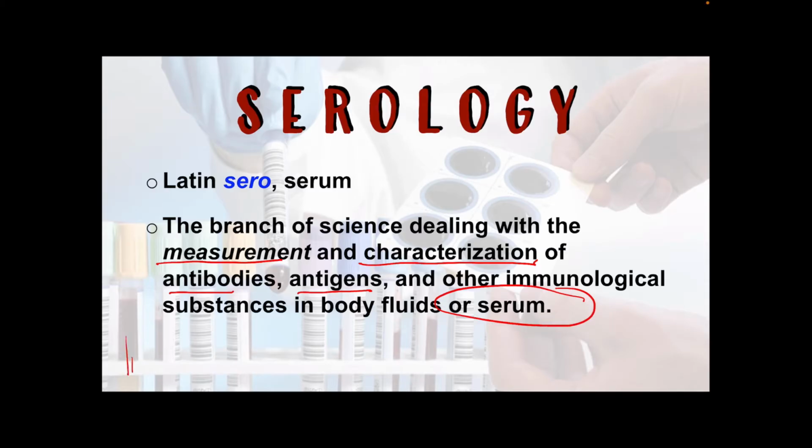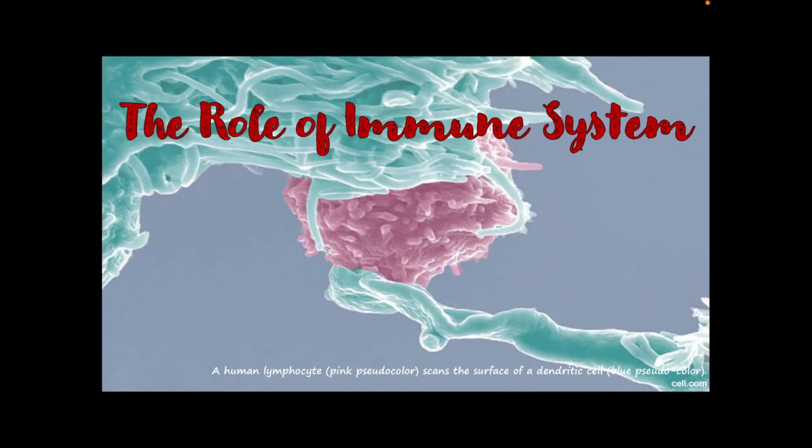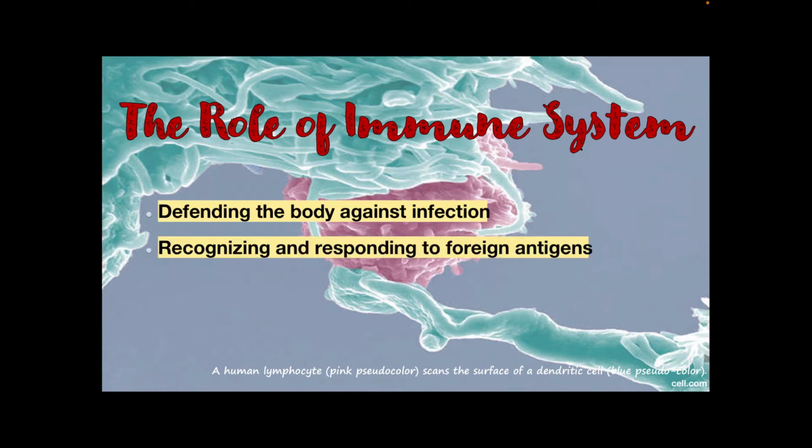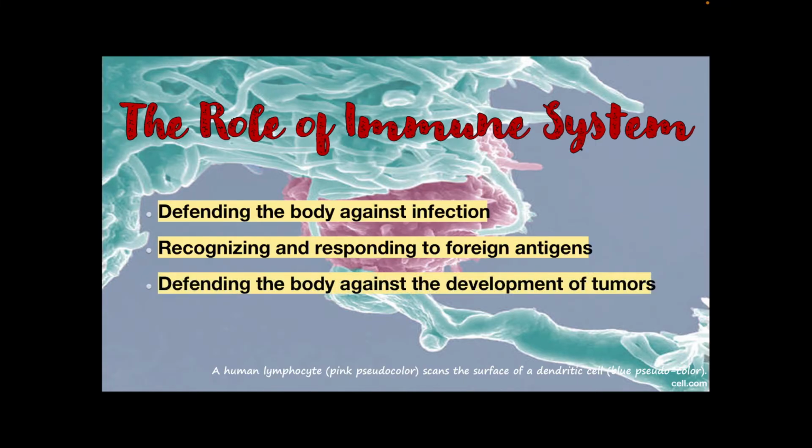So when we say immunology and serology, this is the study of how the immune system is organized and how it functions, and of course the different serological techniques. For the general roles of the immune system, we have first defending the body against infection, and also the recognition of foreign antigens and how the immune system responds to these foreign antigens whenever they are introduced to the body, and of course the disposal of these foreign antigens. And lastly, defending the body against the development of tumors.